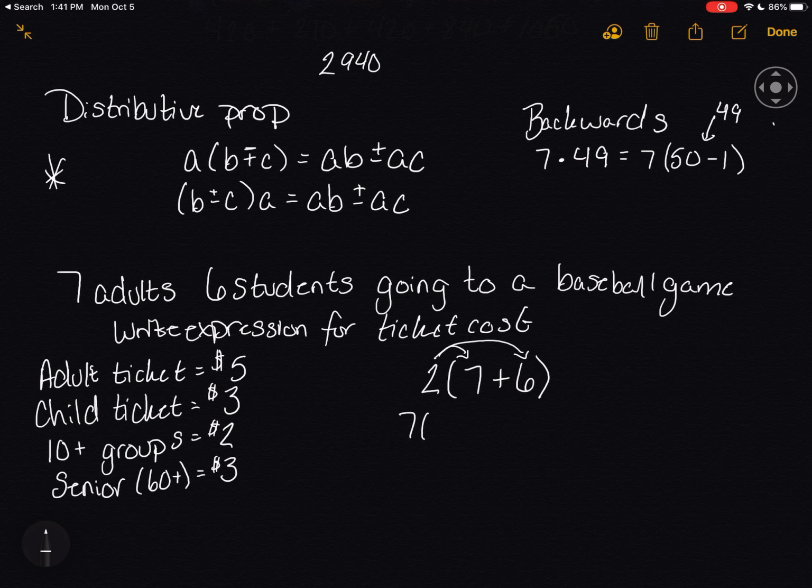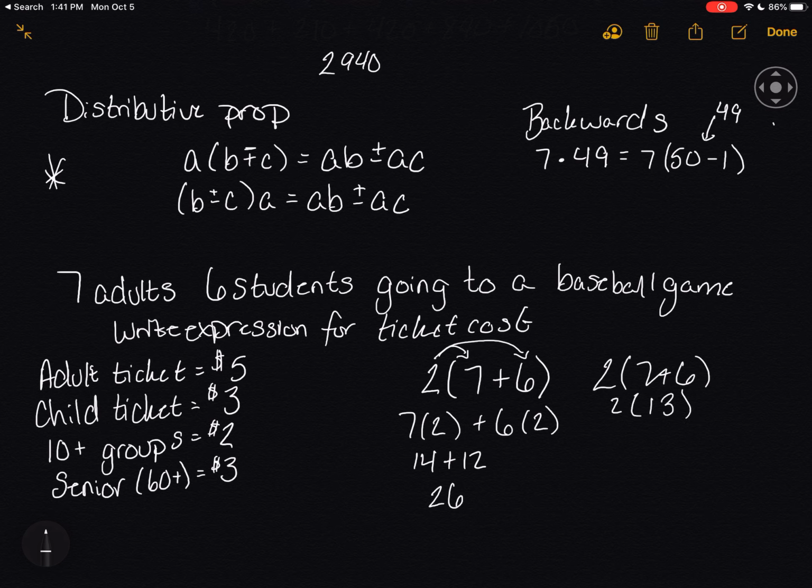So I'd have 7 times 2 plus 6 times 2, and that would give me 14 plus 12, which is in fact 26. Or I could have done 7 plus 6 first, which would give me 13. And that's still times 2, which again is 26. So either way, it still gives you the same answer. Just a little reminder there.